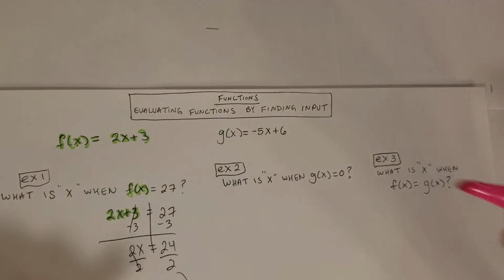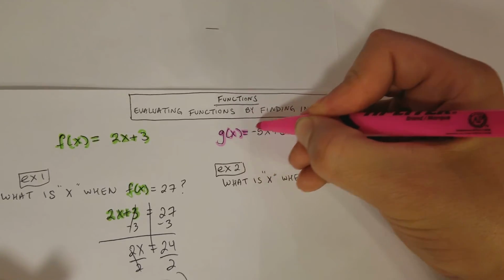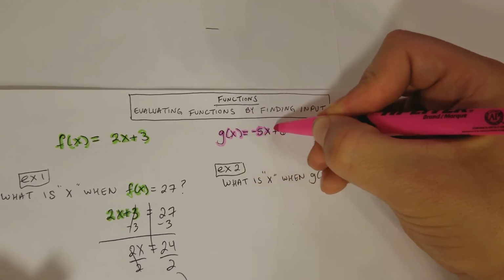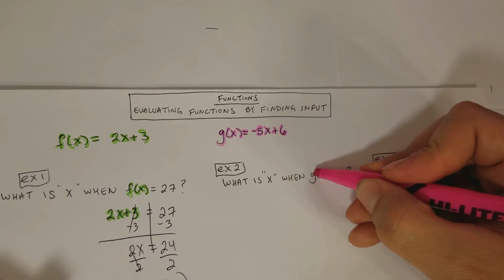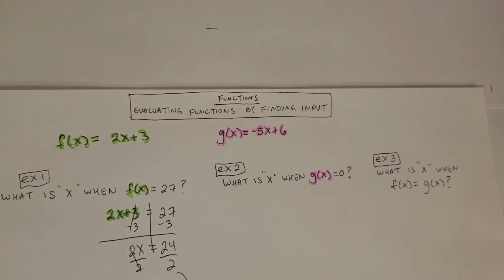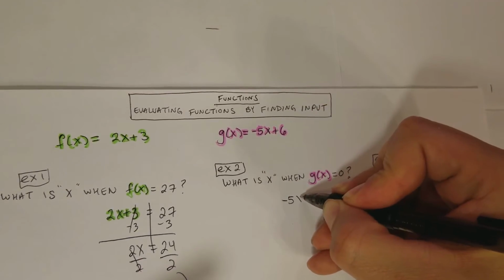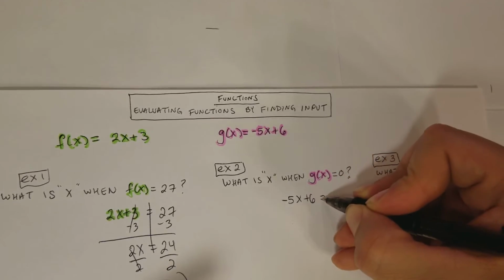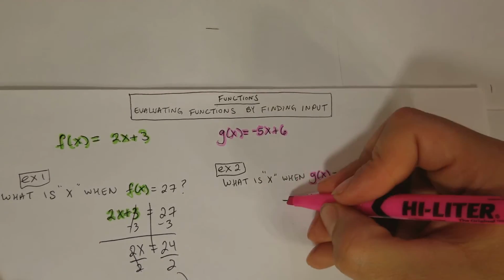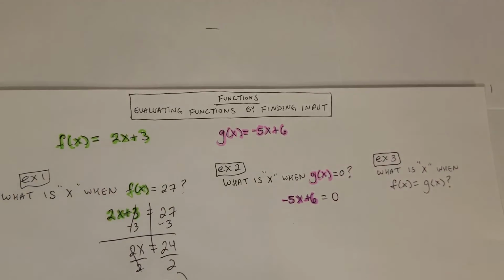Let's do another one. This time, we're going to have function g of x. If function g of x is equal to negative 5x plus 6, what is x when g of x equals 0? What we're doing here is we're setting the g of x equal to 0. So I'm going to replace g of x with negative 5x plus 6, and then set that equal to 0 to see what we get for x. So negative 5x plus 6, set it equal to 0, solve.